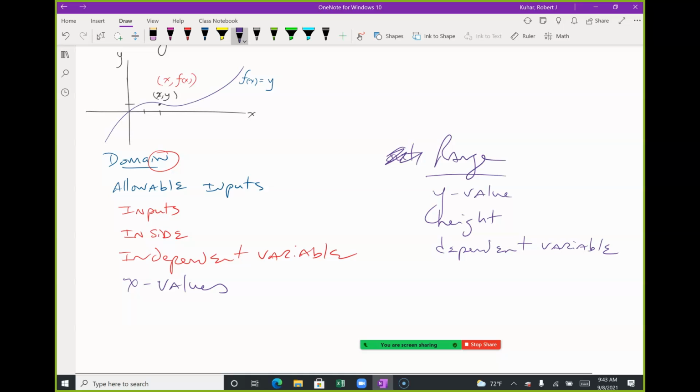And so there's a couple of ways to find domain. But let's look at some problems here. How are we doing so far? This is all theory, yada, yada, yada.